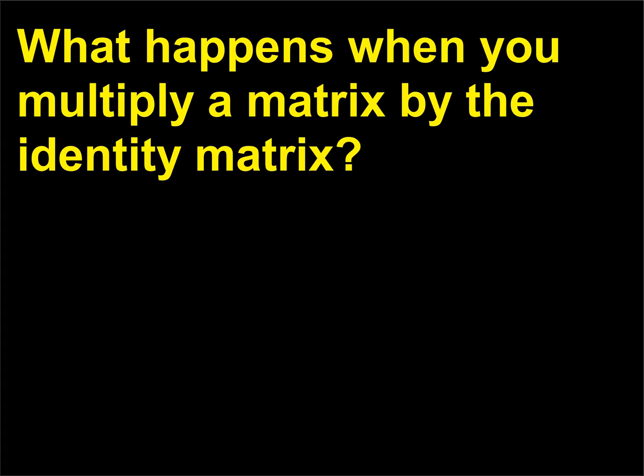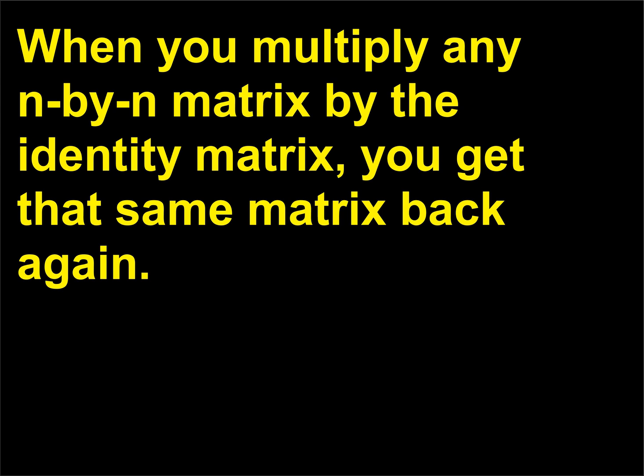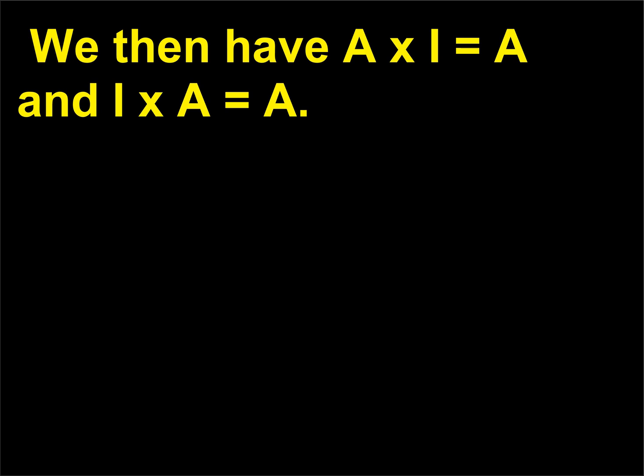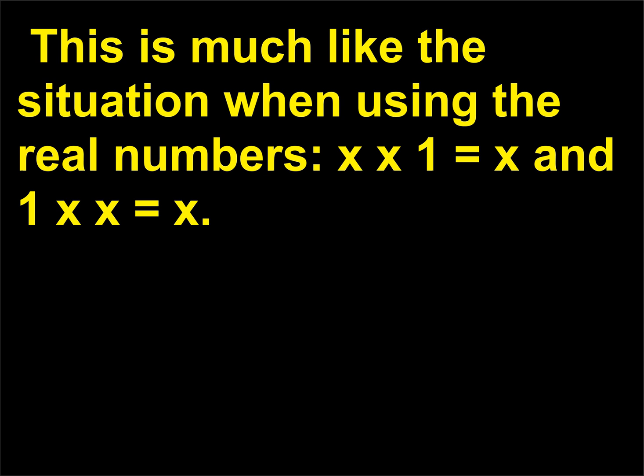What happens when you multiply a matrix by the identity matrix? When you multiply any n by n matrix by the identity matrix, you get that same matrix back again. Therefore, let the letter I represent the n by n identity matrix, and A represent any other n by n matrix. We then have A times I equals A and I times A equals A. This is much like the situation when using the real numbers, x times 1 equals x and 1 times x equals x.